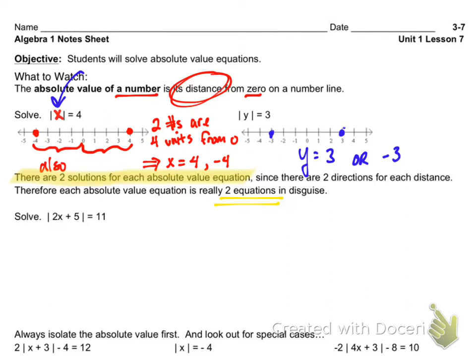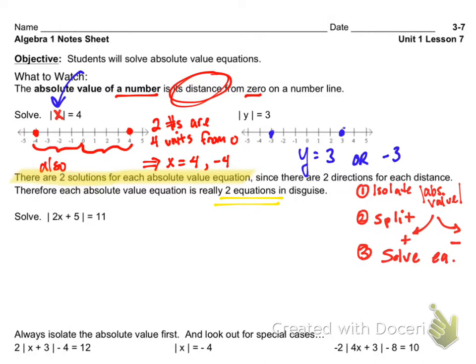When we have an absolute value, our steps are to first isolate the absolute value, which in this case it already is. Then we're going to split it into two equations because there's 2 points that satisfy that distance thing, and then we're going to solve each. So step 1 is already done here because the absolute value is by itself, there's no other numbers on the outside of it. So we split it into 2 equations.